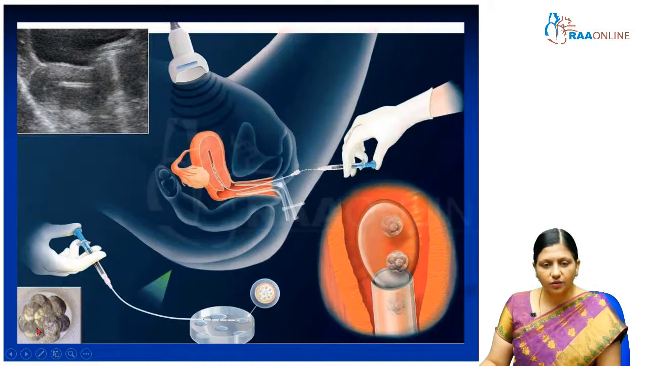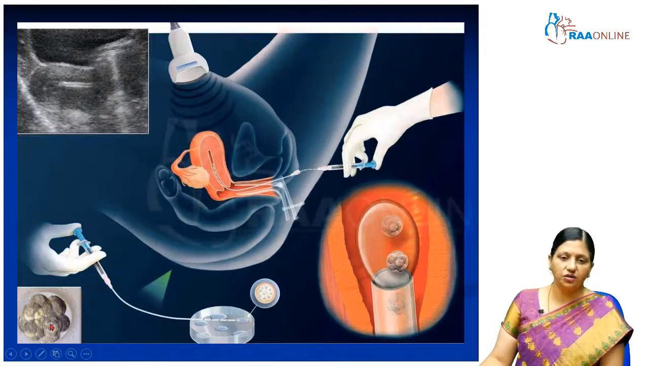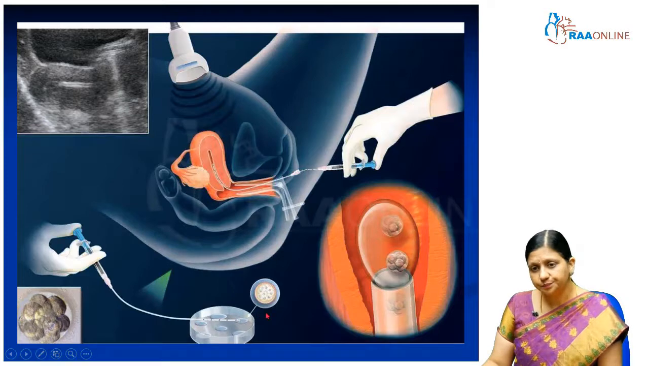And this is showing a day 3 embryo, the morula stage or the mulberry stage. This is loaded. The two embryos are loaded together, and this same tip is being magnified and shown here, and these two embryos, which are in a bubble of culture media, are being placed inside the endometrial cavity.